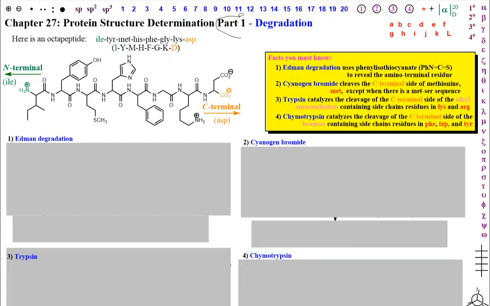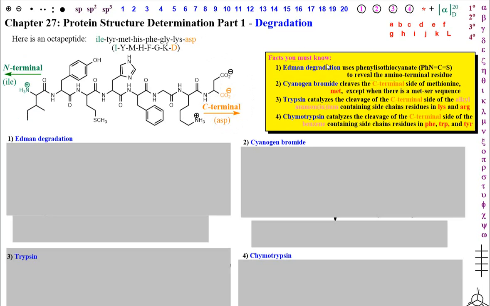This video is part one of an exploration into protein structure determination. We're going to look at 4 different degradation reactions and see what they do to small proteins, or proteins in general. We're going to start with looking at our octapeptide here as an example. The N-terminal residue of this octapeptide is isoleucine. It's the free ammonium terminal on the left, and the C-terminal is always on the right, and it is aspartate.